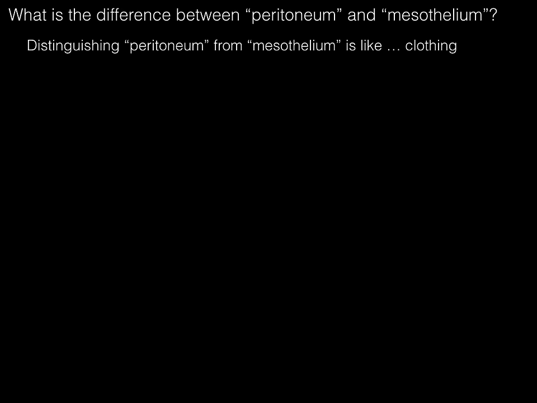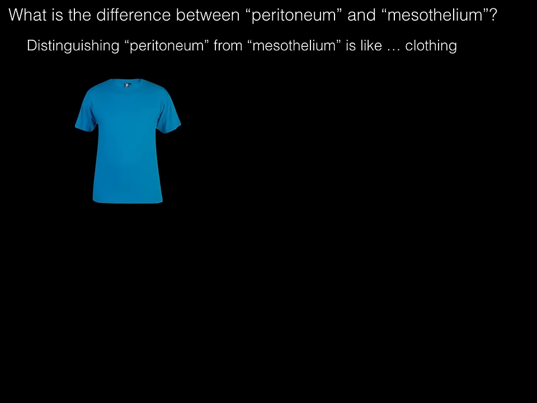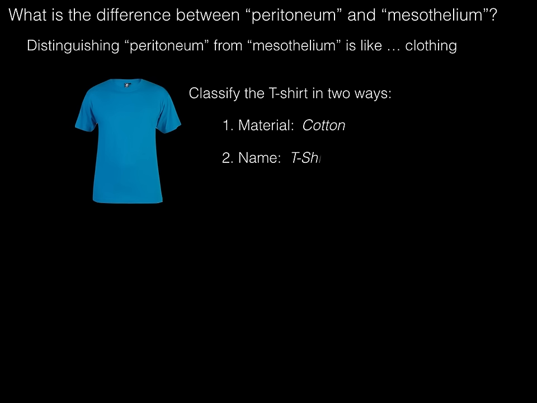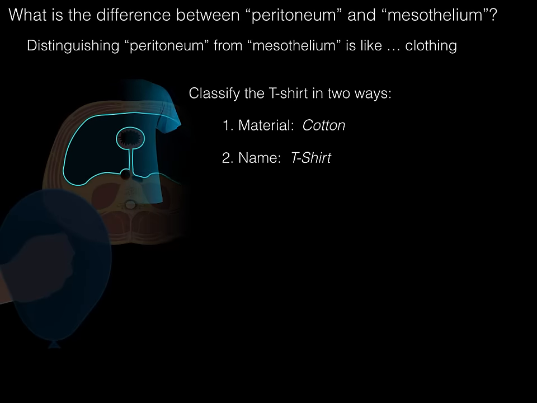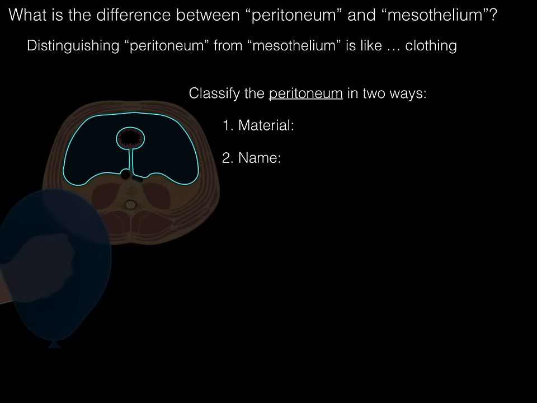Well, distinguishing peritoneum from mesothelium is like clothing, in the sense that you can classify a t-shirt in two ways. You can say, hey, what's that made of? Oh, it's made of cotton. And what is the name of that cotton? Well, we call it a t-shirt. Well, the same way, you can classify the peritoneum in two ways. One, by material and say, oh, that's made of mesothelium, or by this name, which is peritoneum.